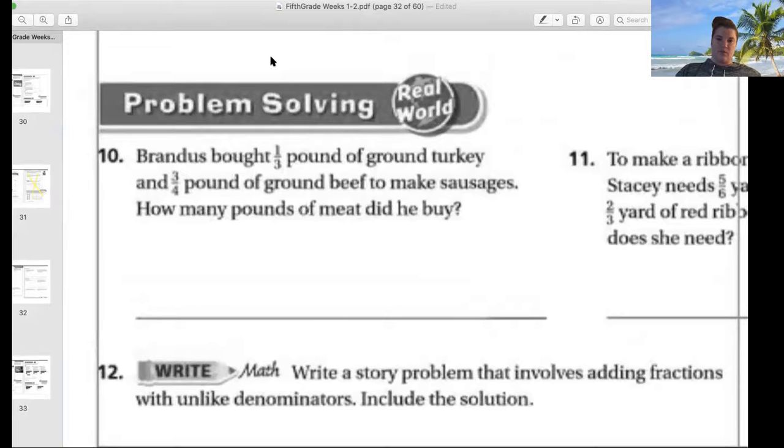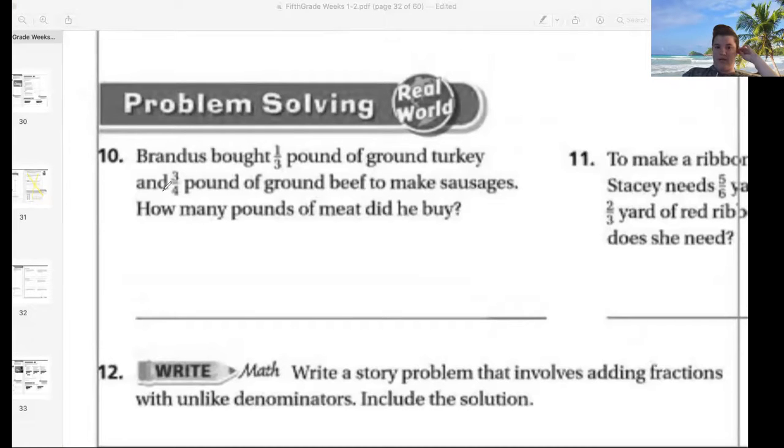So for this one, I'll give you a clue. It says Brandis bought 1/3 pound of ground turkey and 3/4 pounds of ground beef to make sausages. How many pounds of meat did he buy? So they want to know what 1/3 plus 3/4 would be. So if you want to write this down in your packet right now, you can do that, because he bought 1/3 pound of ground turkey, and then he bought 3/4 of a pound of ground beef. So they just want to know meat in general, how much. So write that down so you can solve it in a little bit using the same exact steps.